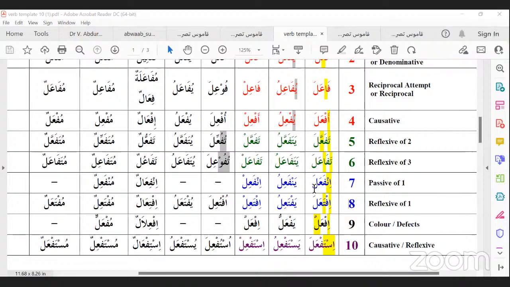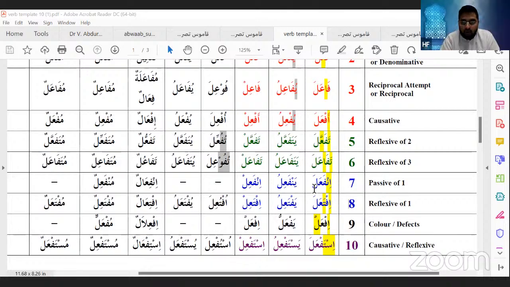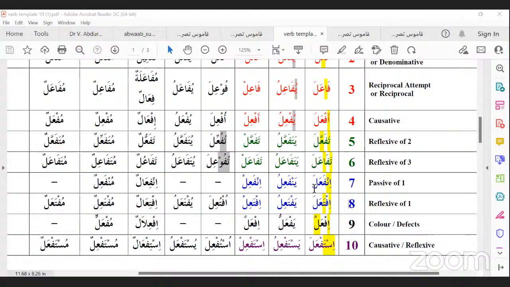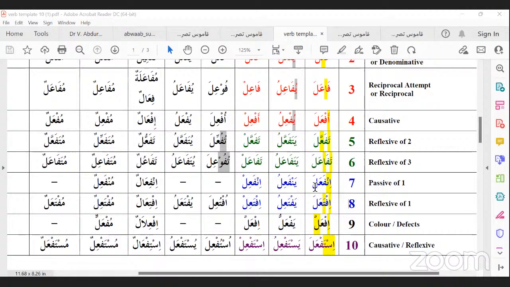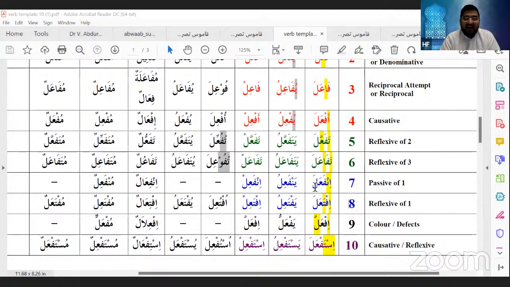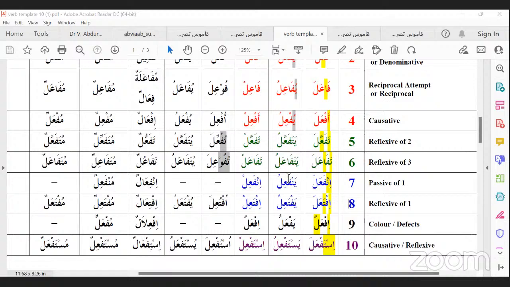Excellent. Anta in kasarta. Excellent. Antuma in kasartuma. Antum in kasartum. Anti in kasarti. Antuma in kasartuma. Antunna in kasartunna. Ana in kasartu. Nahnu in kasarna. Excellent. Jazakallah. Thank you.